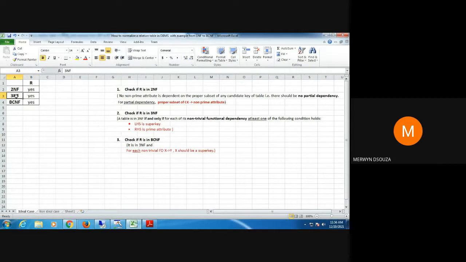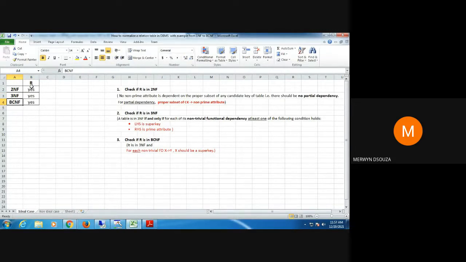You know the third normal form definition: it has to be in second normal form and there should be no transitive dependency. You can check for transitive dependencies by checking these two conditions in all the non-trivial functional dependencies, that at least one of them holds: the left hand side is a super key, or the right hand side is a prime attribute. If this condition holds, then you claim that R is in 3NF, and you go on to check for BCNF.